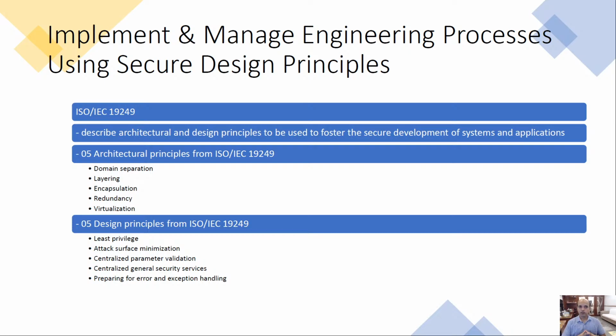The 5 architectural principles are domain separation, layering, encapsulation, redundancy, and virtualization. And the 5 design principles are least privilege, attack surface minimization, centralized parameter validation, centralized general security services, and preparing for error and exceptional handling, right? So these are the 10 principles, 5 architectural and 5 design, given by the ISO 19249 paper. Let's have a quick view of the practical implementation of these principles in some other model also. We have seen ISO 19249. Let's have an understanding of this also.